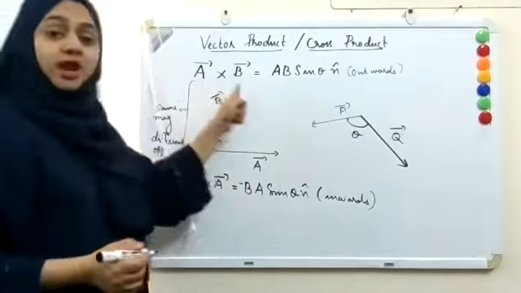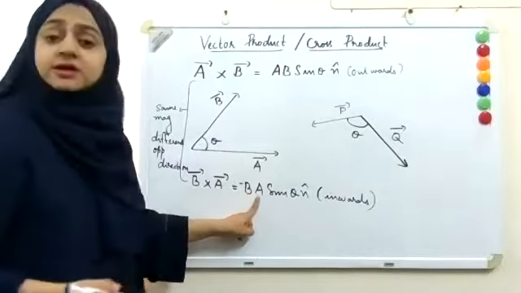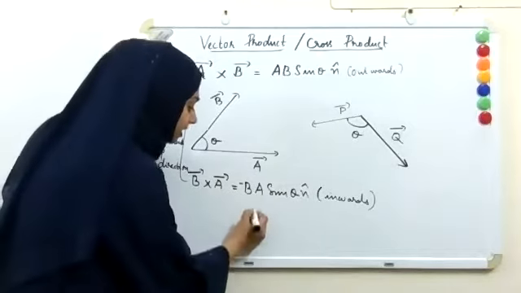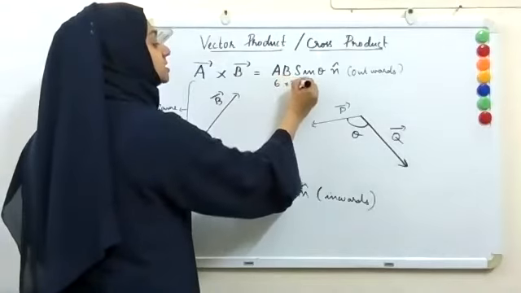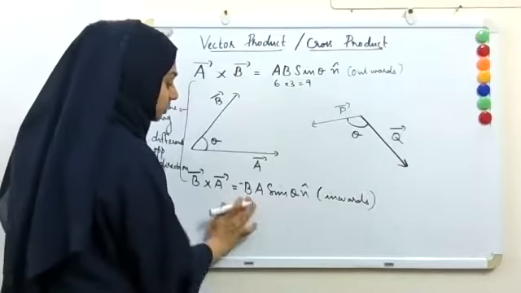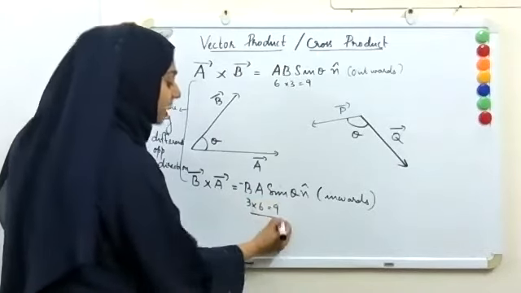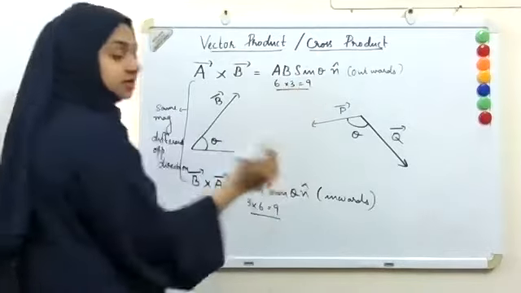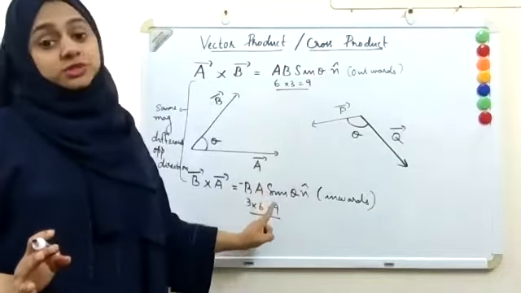So when you take A cross B, you will get the same magnitude. See, A and B are just numbers. So when you take these two numbers, suppose this is 6 and this is 3. 6 into 3 is 9. Here again, 3 into 6, that is 9. See, their magnitudes are same. Sine theta is same both ways. But the direction is opposite.